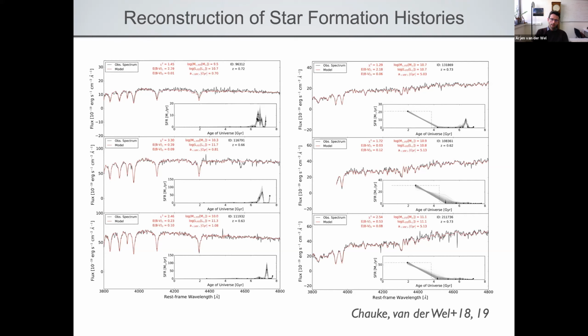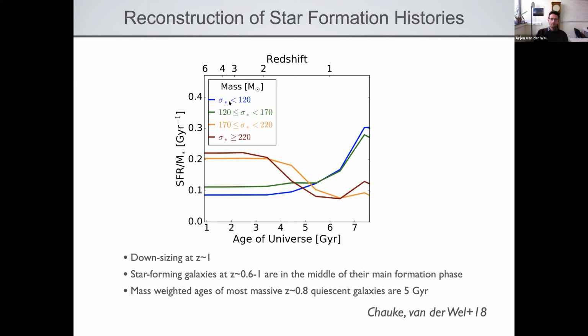So every galaxy is decomposed into a star formation history here. And if you take all these star formation histories together and group them in bins of mass, or in this case, velocity dispersion, you get the star formation history for the entire galaxy population split by mass. So we see for high mass galaxies that most stars formed early, and for low mass galaxies, it's the other way around. Another way of showing that the star forming galaxies at redshift 1 and slightly below are in the middle of their main formation phase.